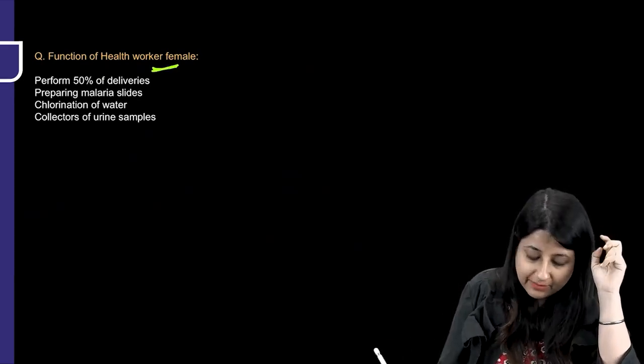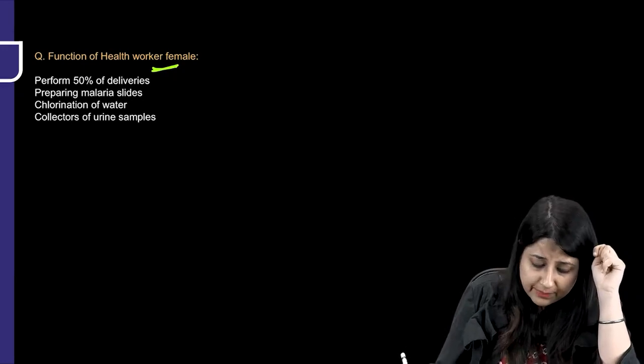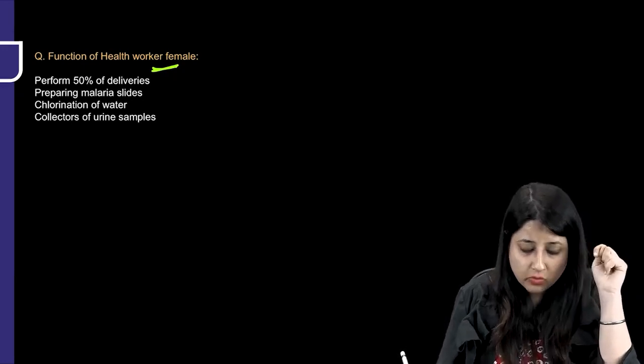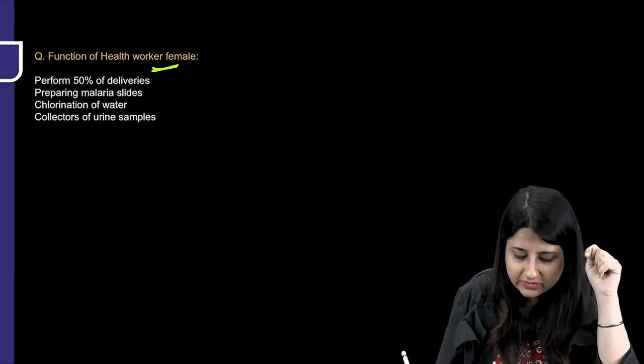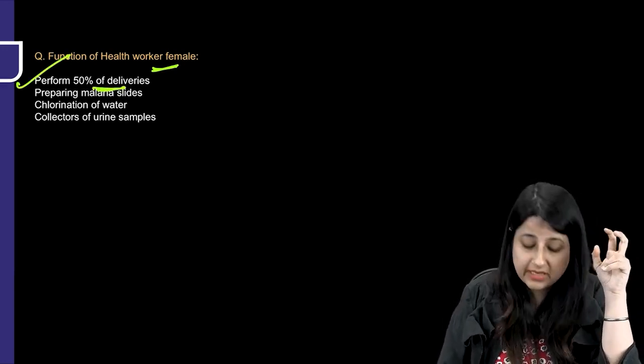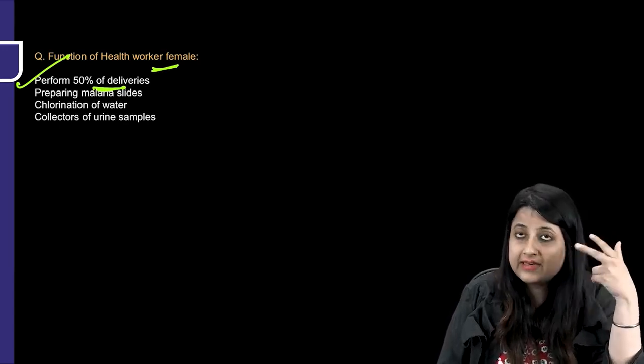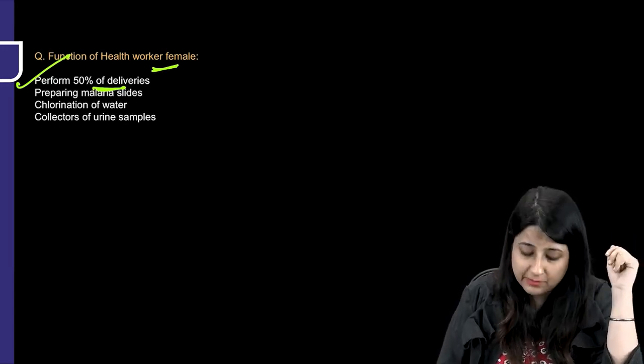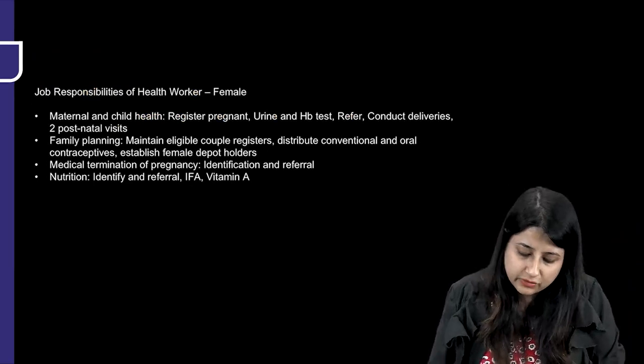Alright, this is a very famous question. Function of health worker female now. Does she prepare malarial slides? No. Chlorinate water? No. Collect urine sample? No. The function is perform 50% deliveries. All this is the female worker's. The rest of the functions are of the male multipurpose worker. So I just wanted you to revise that.